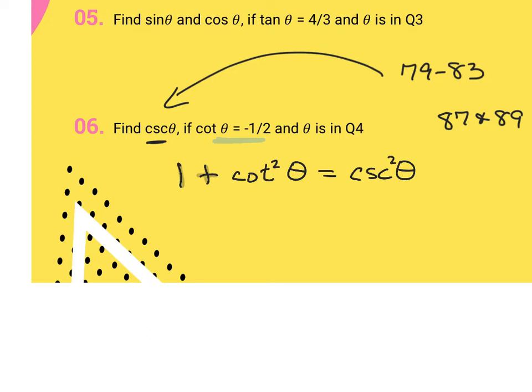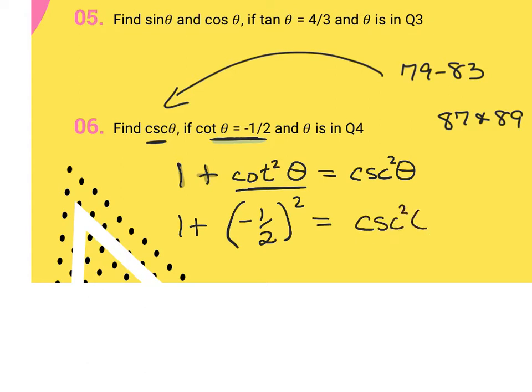Now, I'm going to replace cotangent squared theta with what they gave me. I'm going to take that 1/2, and because I'm plugging it into a cotangent squared, I have to square this 1/2. I'm going to drop down the rest of the identity. Now I need to follow order of operations. I need to evaluate the exponent first, and this gives me 1/4.